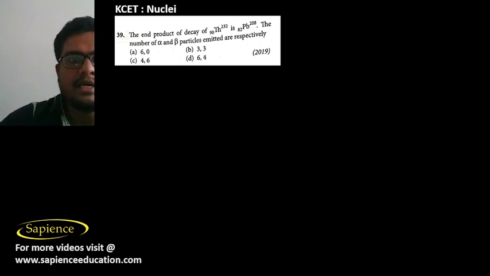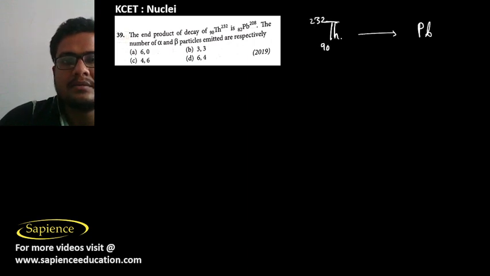Question number 39. The end product of the decay of thorium 90-232 is lead 82-208. Then the number of alpha and beta particles emitted are respectively. So let's suppose n number of alpha particles are emitted. It means n He-4-2 are emitted, and suppose m number of beta particles are emitted. M number of beta particles means e minus 1 0 are emitted.